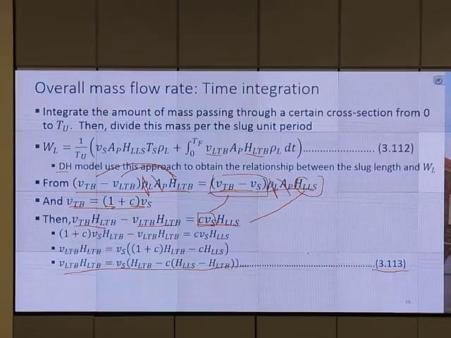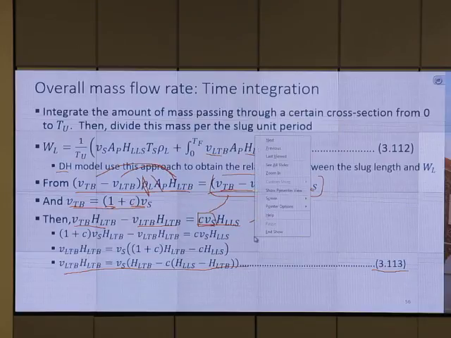Arya, you don't have the book, okay. Sweta, what do we do with 3.113? What is that for?